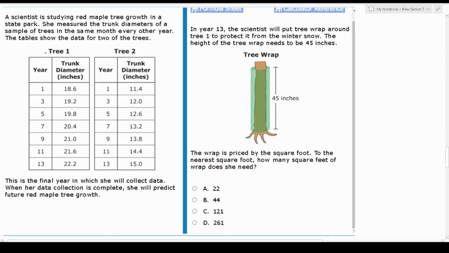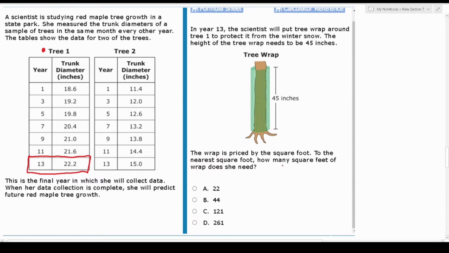So according to the problem, we're working with tree 1. More specifically, we're working with year 13, and we're trying to determine how many square feet of wrap we need to put around this tree when it's 22.2 inches in diameter. Okay? With that identified, let's move on to this second part of this problem.